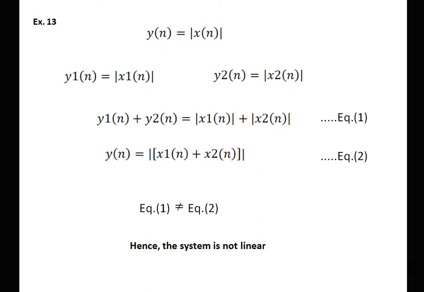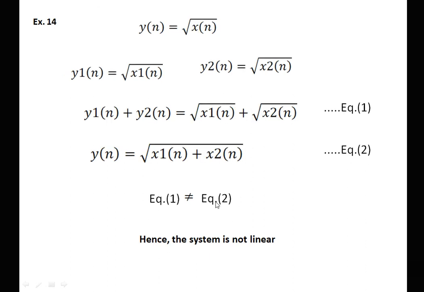This problem, y of n is equal to mod of x1n. For y of n, we take the individual mods and add them. So we get the answer mod of x1n plus mod of x2n. And in the second case, first we add the two signals and then we take the mod. And we can say that equations 1 and 2 are not the same. The system is not linear. As an exercise, you take x1 as some negative value and x2 as a positive value, and in that case, you can easily find out that our system is non-linear.